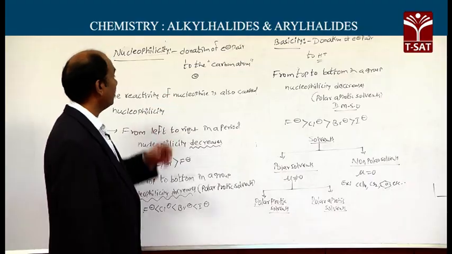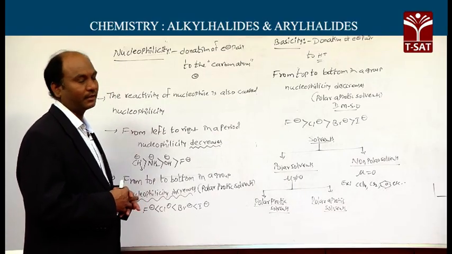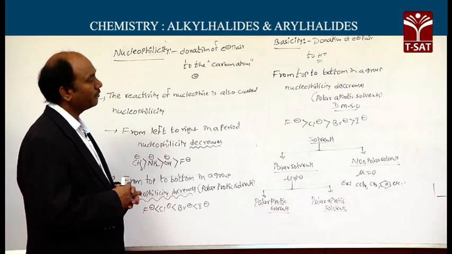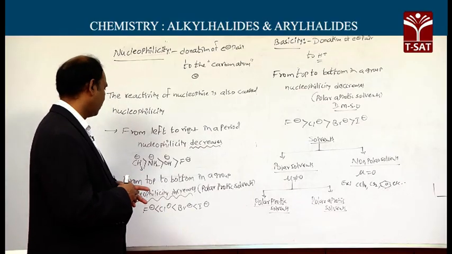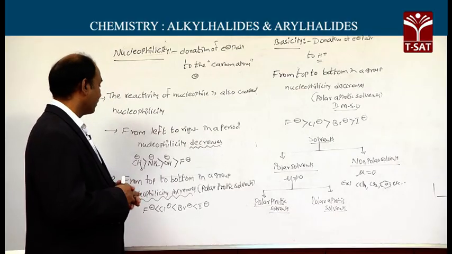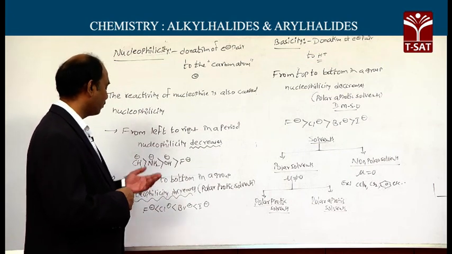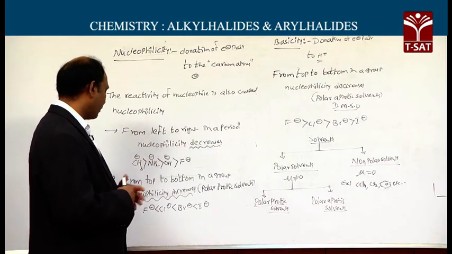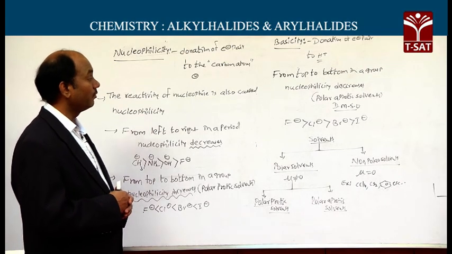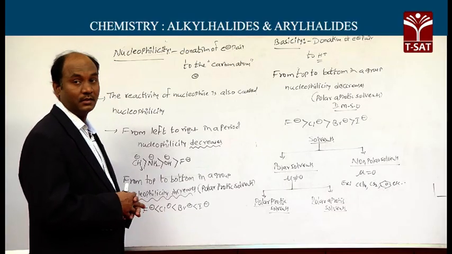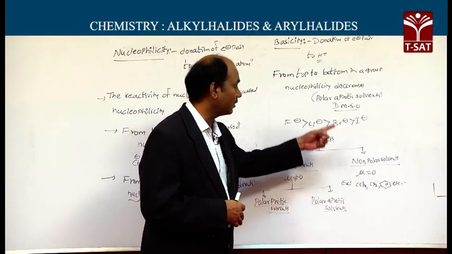Nucleophilicity is nothing but donation of electron pair to the carbon atom, or the reactivity of the nucleophile. Basicity is nothing but donation of electron pair to H plus. Nucleophilicity depends on so many factors. From left to right in a period, nucleophilicity decreases: CH3 minus is greater than NH2 minus is greater than OH minus is greater than F minus. From top to bottom in a group, nucleophilicity increases in polar protic solvents and decreases in polar aprotic solvents. So in polar aprotic solvents, for example DMSO, F minus is greater than Cl minus is greater than Br minus is greater than I minus.